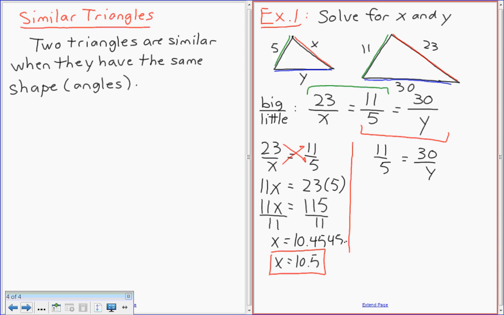In the same way, 30 is almost triple 11. So y should be almost triple, a little less than triple. I'm guessing y is going to be about 14 or 14 and a half. But let's just find out.